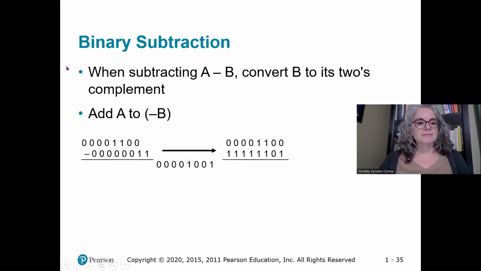Binary subtraction. When subtracting A minus B, you're going to convert B to its 2's complement. So instead of doing A minus B, you're first going to take the B and do the 2's complement, and then you're going to add A plus B.